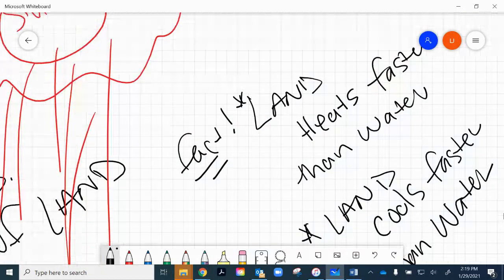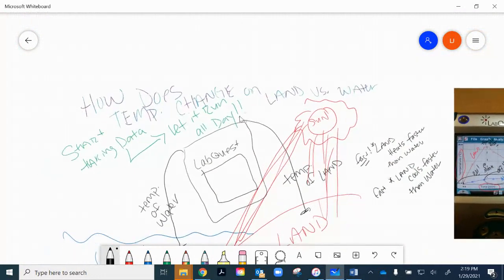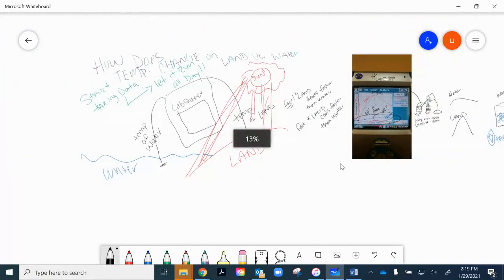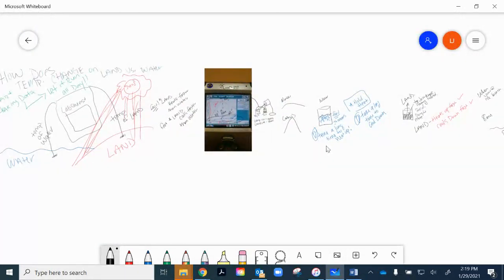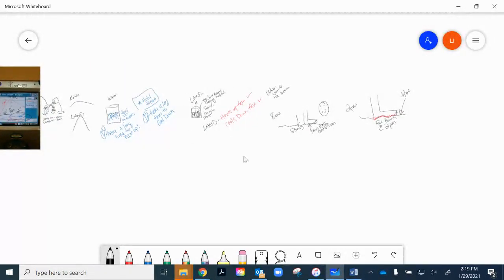And so going back to our starting question here, how does temperature change on land versus water? We did this experiment, and what we found is that water warms and cools slower than land does.